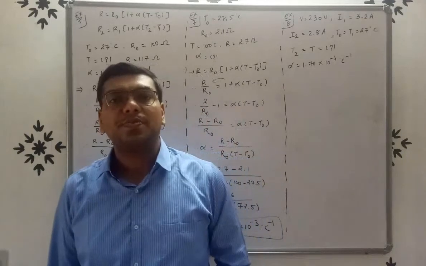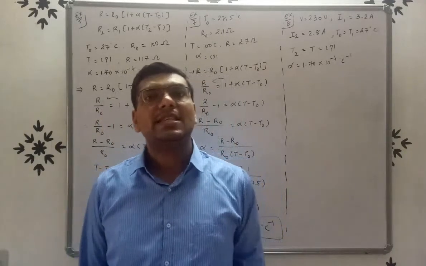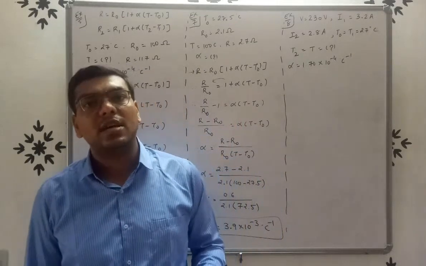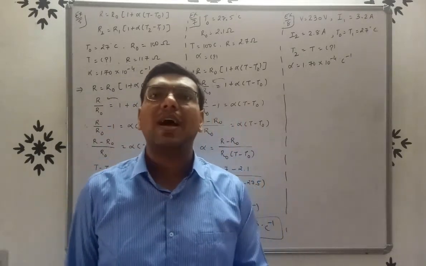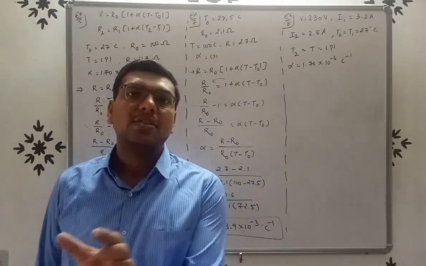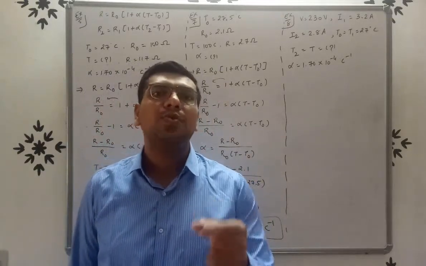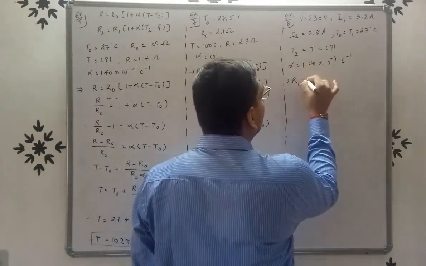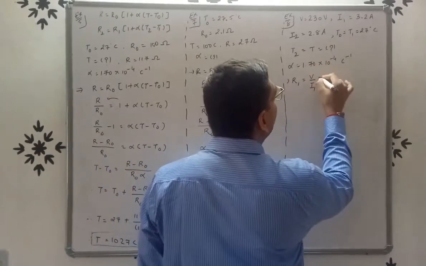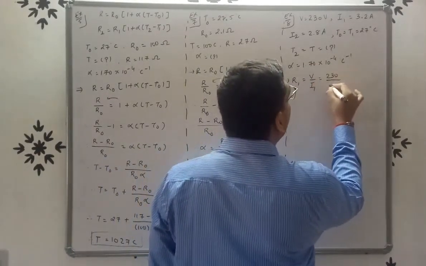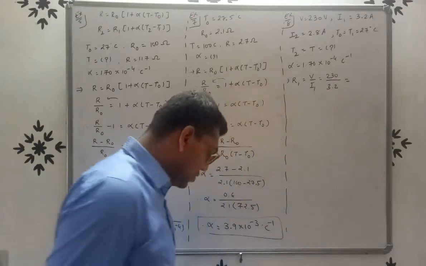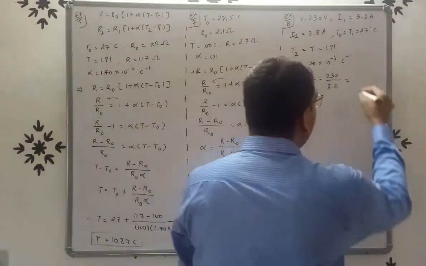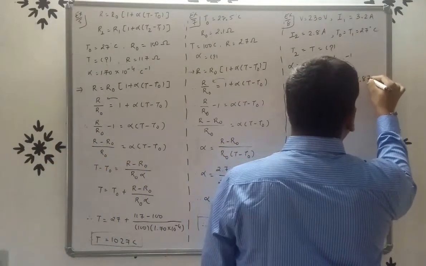So if we know the value of voltage and current, we can easily find the value of resistance from Ohm's law, and we know the equation of Ohm's law is V is equal to IR. So if V is equal to IR, then R is equal to V upon I. So initial resistance R1 is equal to V upon I1. Value of V 230, I1 3.2. So 230 upon 3.2, which is 71.875 ohm.